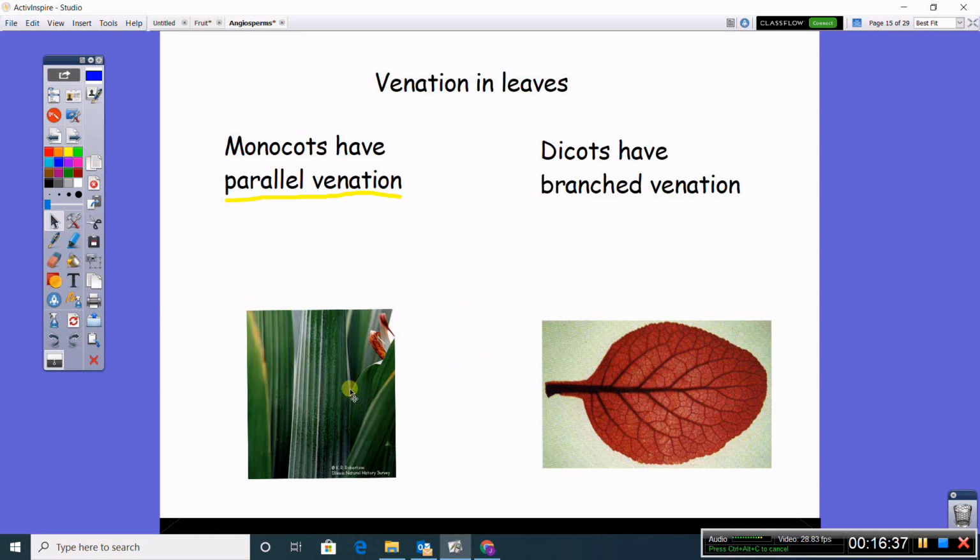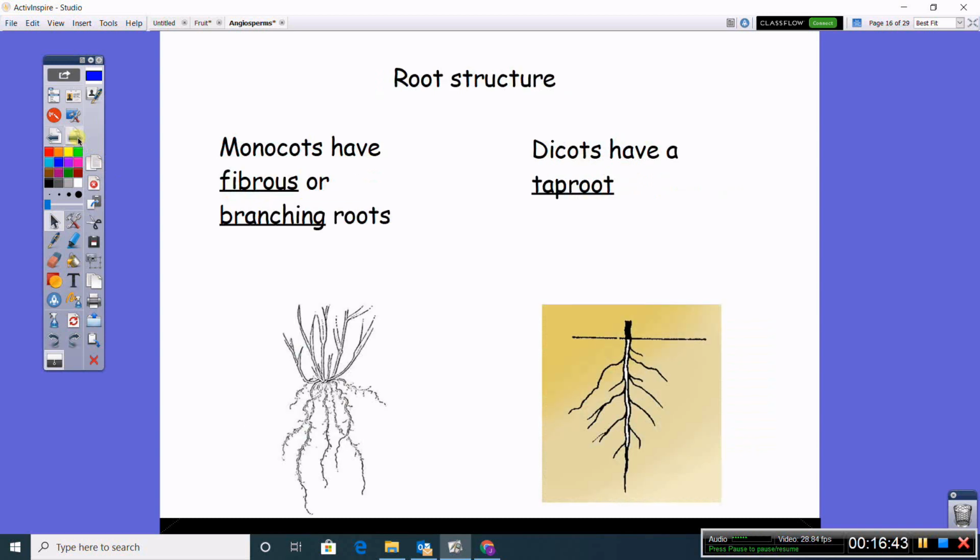So if you take pictures of that for your plant portfolio, make sure it is very clear to me what you're trying to show me. Next is root structure. This is something that we didn't really get to talk about last week. Monocots have fibrous or branching roots, which means they don't really have a main central root here. They all just kind of branch out.